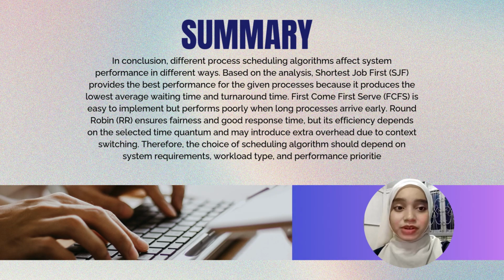In conclusion, different process scheduling algorithms affect system performance in different ways. Based on our analysis, shortest job first gives the best performance because it results in the lowest average waiting time and turnaround time. First come first serve is easy to implement, but it does not perform well when long processes arrive early. Round robin provides fairness and good response time, but its performance depends on the chosen time quantum and may cause extra overhead due to context switching.